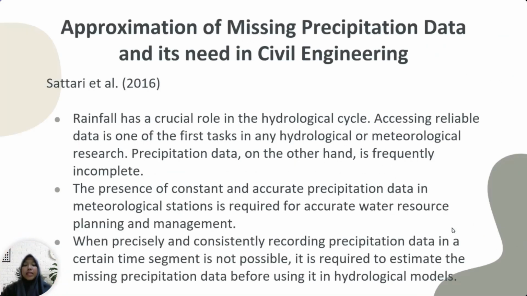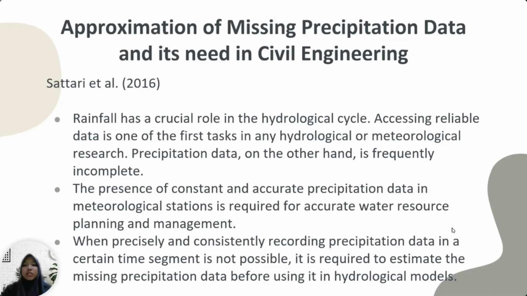Approximation of missing precipitation data and its need in civil engineering. Satari et al. state in their study that rainfall has a crucial role in the hydrological cycle. Assessing reliable data is one of the first tasks in any hydrological or meteorological research. Precipitation data, on the other hand, is frequently incomplete. The presence of constant and accurate precipitation data in meteorological stations is required for accurate water resource planning and management.